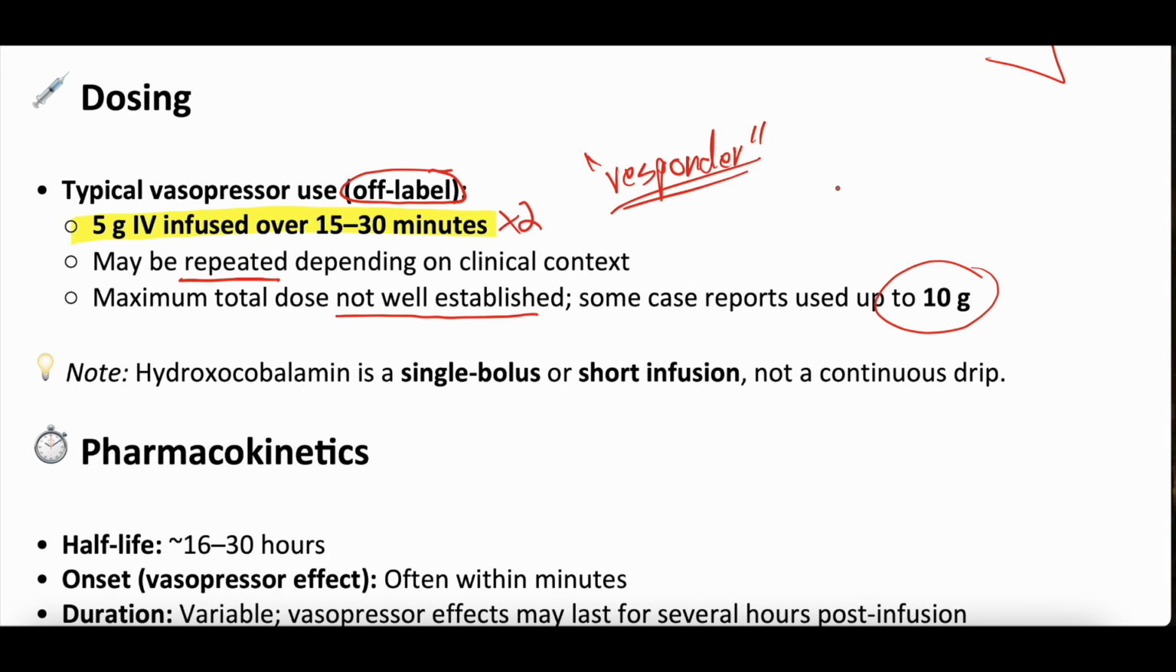We tend to just use it once and see if they're a responder or not when it is used in the clinical arena. So hydroxocobalamin is a single bolus or short infusion, 5 grams over 15 to 30 minutes. It is not a continuous drip. So this is not an infusion. It's a bolus or a short infusion, which is kind of just a bolus over a short period of time rather than a continuous drip.